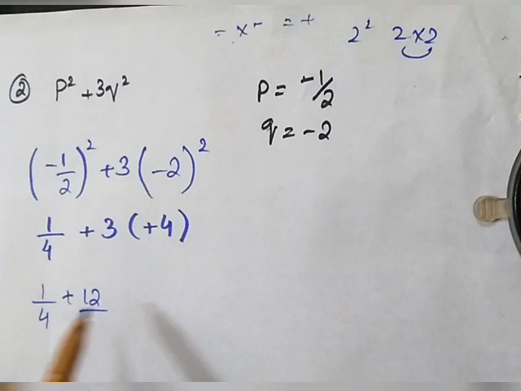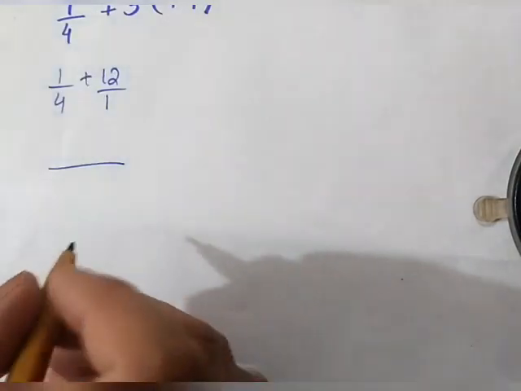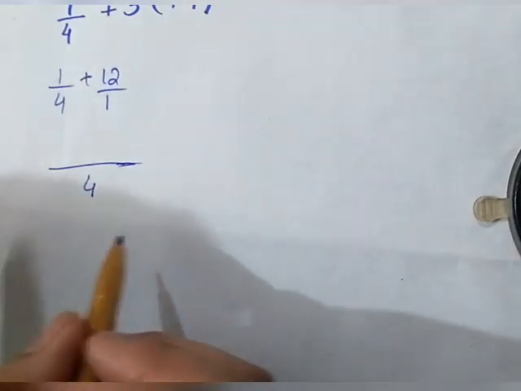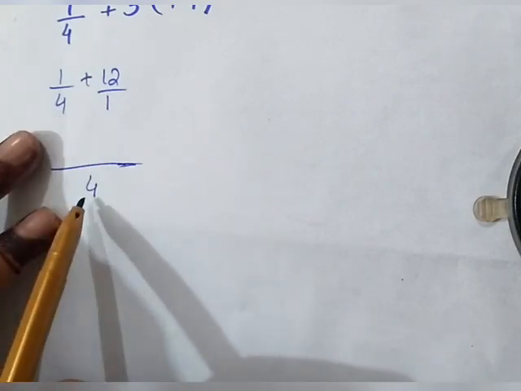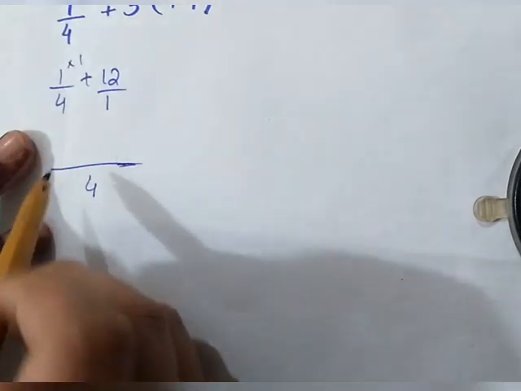Now when we have nothing in the denominator, so there will be 1. Do the LCM of 4 and 1. So definitely the LCM of 4 and 1 will be 4. Now you can see that the denominator of this fraction is equal to the LCM. So we multiply the numerator with 1 because 4 1s are 4 and 1 1s are 1.